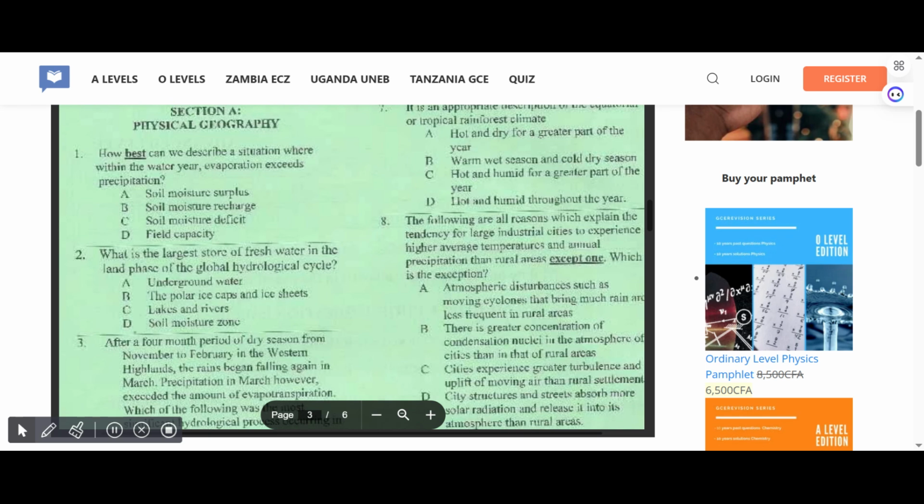How best can we describe a situation where within the water year, evaporation exceeds precipitation? Correct answer is C, which is soil moisture deficit.